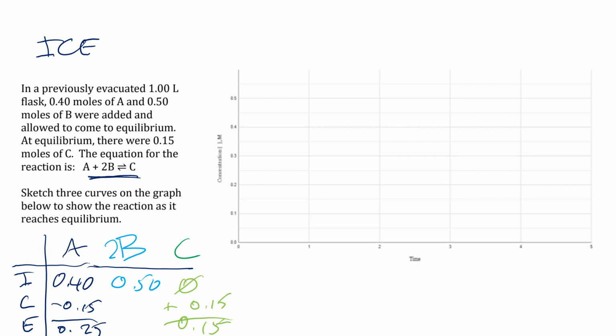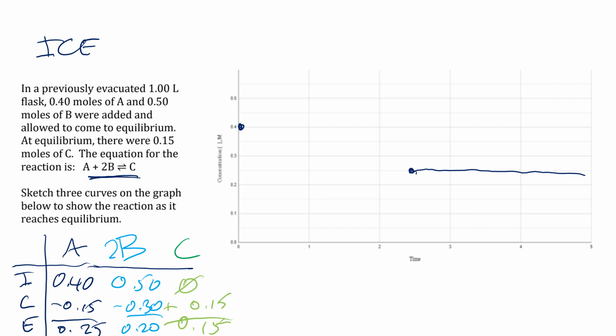For 2B, there are 2 moles of it, so that means it decreased by 2 moles in this problem. So it's going to decrease by 0.15 times 2, so 0.30, so 0.20 moles will be at equilibrium. So how do we graph this? Letter A, we're going to start off at 0.40. We reach equilibrium at some point at 0.25 moles. It doesn't really give specifics on what time, so I'm going to put it at a pretty neutral place, right in the middle is okay. So that's going to be at equilibrium 0.25.